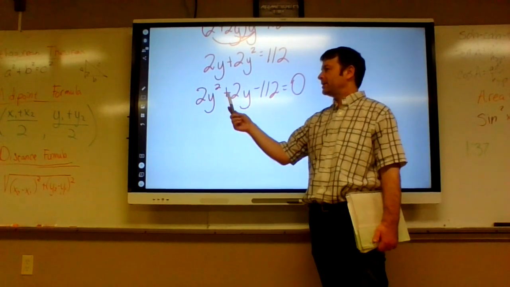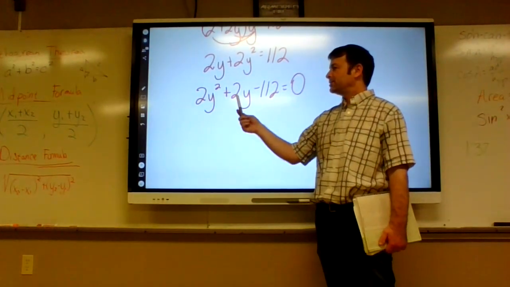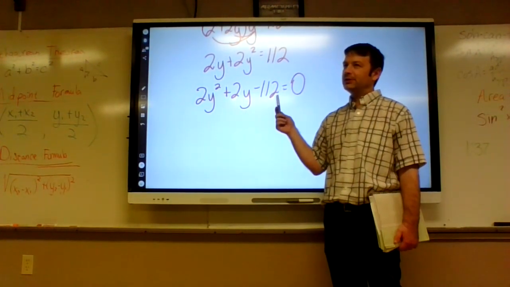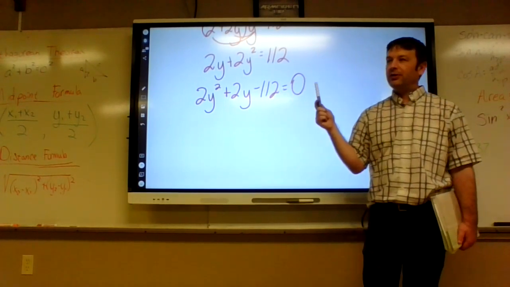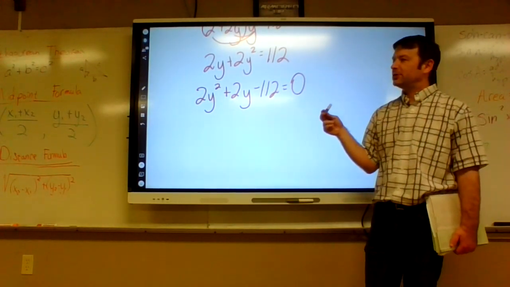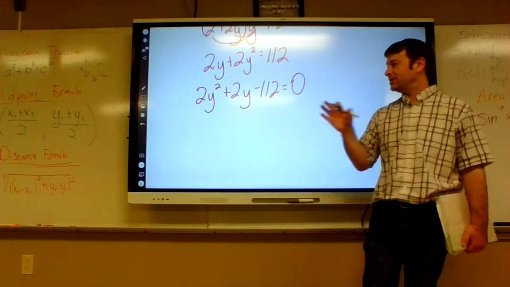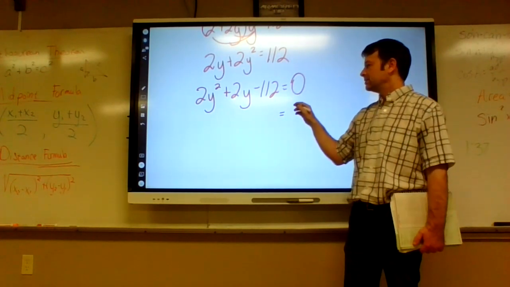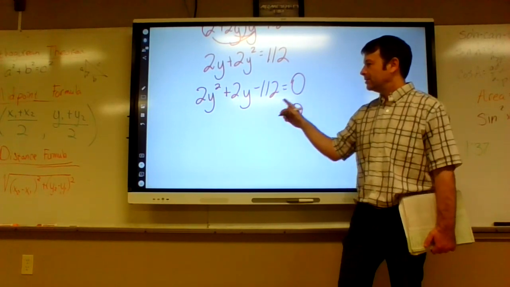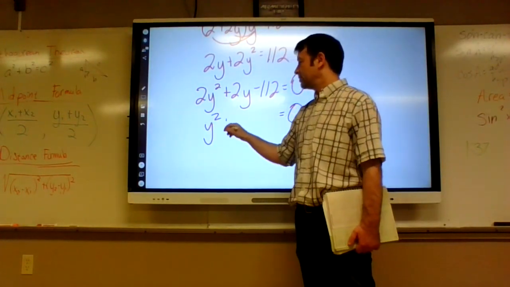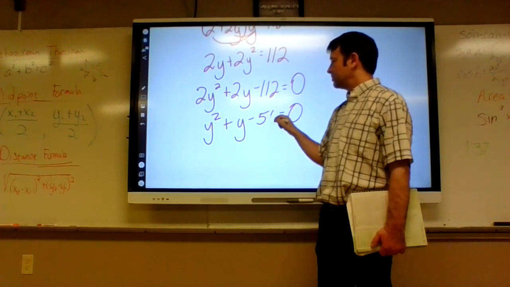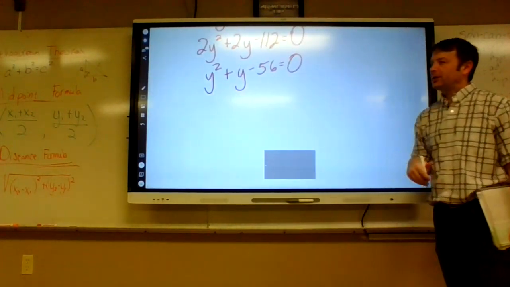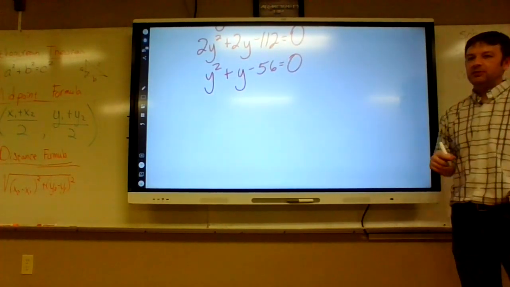I'm going to do a trick that'll make this one a lot easier. You guys notice anything about all three of these terms? They're all divisible by 2. If we divide both sides of this equation by 2, what does the right side become? 0. So the left side becomes that. That's just going to make it easier to factor. We can do that on this one.